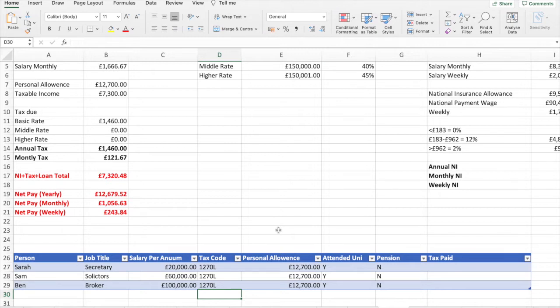12,700. How you work out your personal allowance guys is you take your tax code before the L, so 1270 in these 3 cases, times by 10 and you get a personal allowance. Personal allowance is tax-free money. You pay 0 tax on anything you earn below this amount. So we're going to make assumptions that they all attended uni, no, they don't pay into their pensions, and one by one we're going to work out how much tax they all pay.